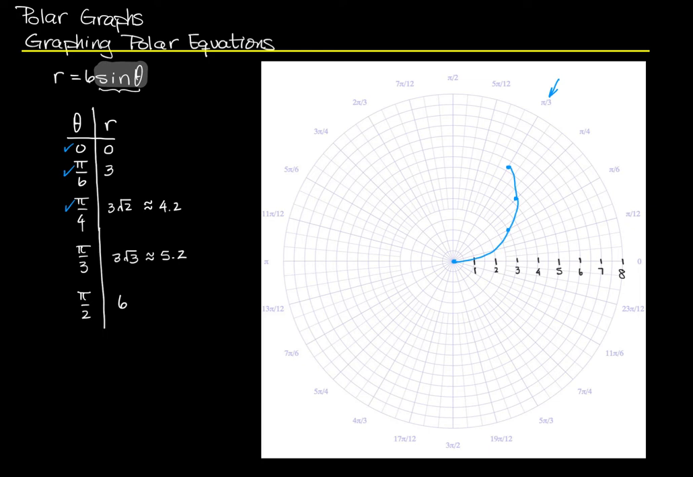So let's take a look at our next point. We've done this one now. Pi over 2, 6. So this time, I'm going to be on this line, and I need to go out 6. So from here, from the origin, from the pole, I'm going to go 1, 2, 3, 4, 5, 6. So that's a whole number, so I know that I just put my point there. And then when I connect these, I'll get that.